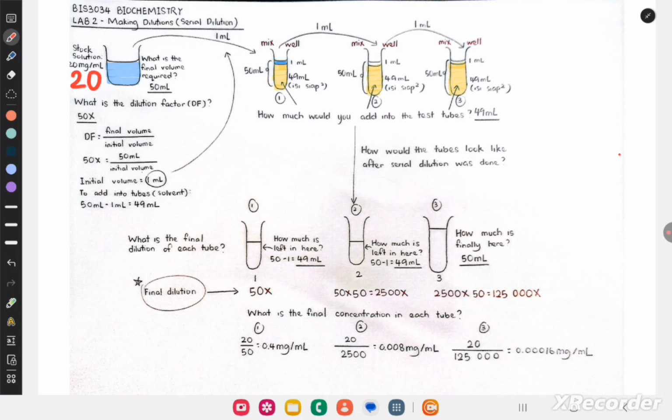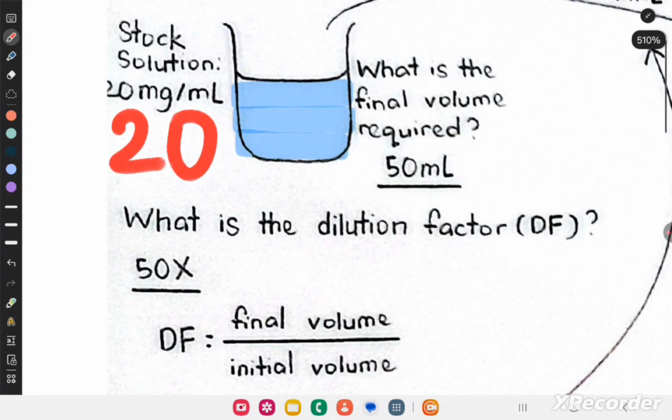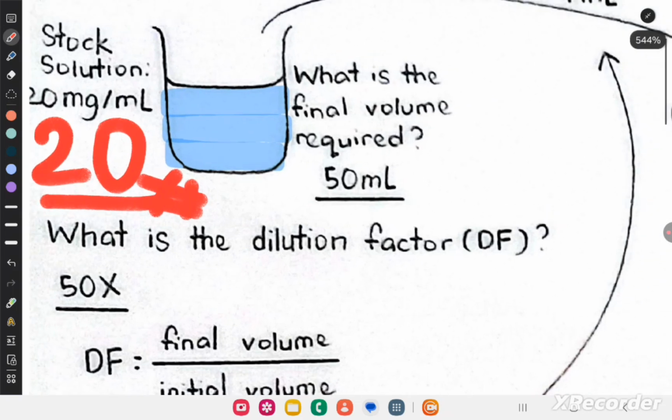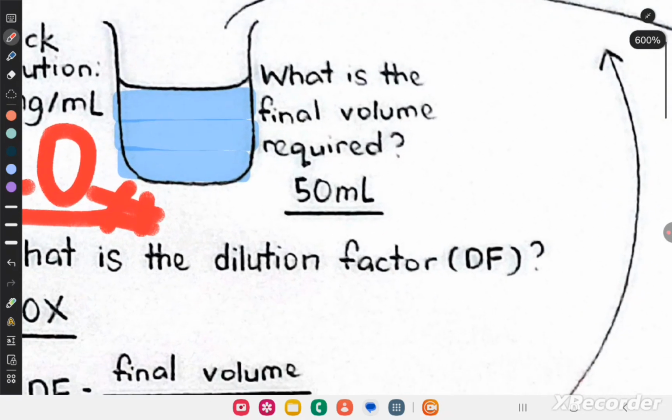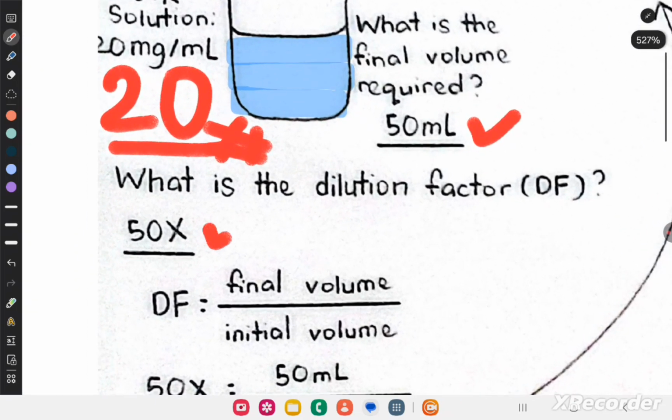Today I'm going to explain what I have done in Lab 2 of Biochemistry, which is mainly about making dilutions, especially using the serial dilution. First of all, we have a stock solution of 20 milligram per ml. Because when I scanned this one, it cut a bit of the edge, so I just rewrote the concentration here. So this is 20, and the final volume required is given, which is 50 ml. The dilution factor is also given, which is 50.